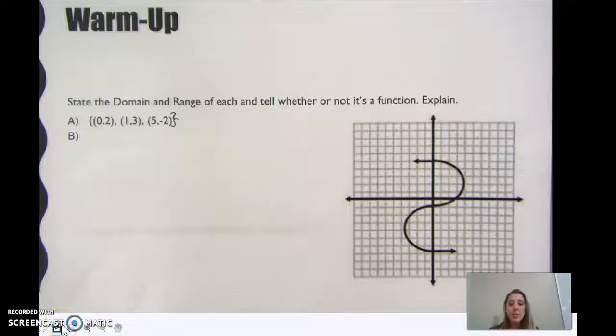All right, so today we started with this warm-up in class, and I would like you to go ahead and hit pause and do this warm-up.